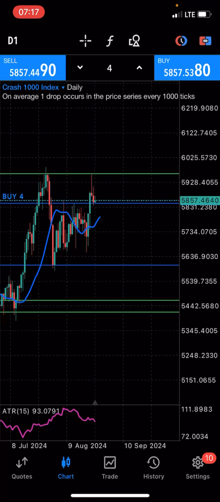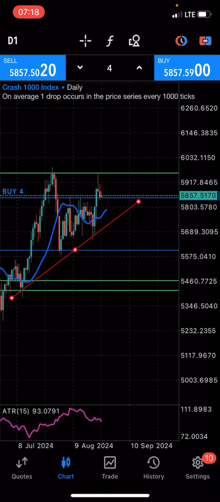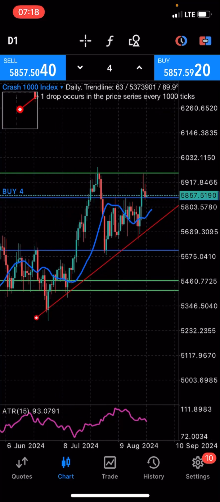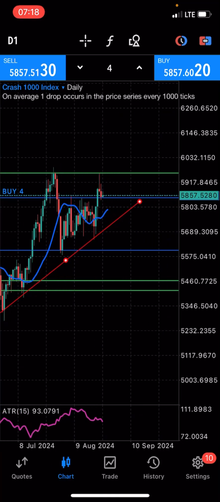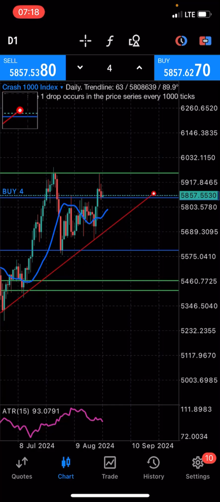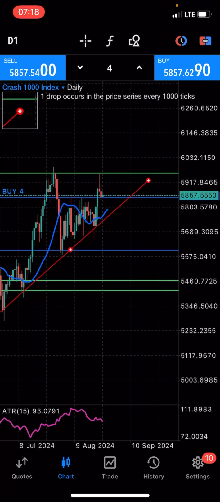But also, looking at this, we've seen that this is an uptrend. So another thing you should note is that you shouldn't trade against the trend. Like this, we've seen that this is an uptrend, so this gives us another positive vibe to get into this trade and go in for a buy.